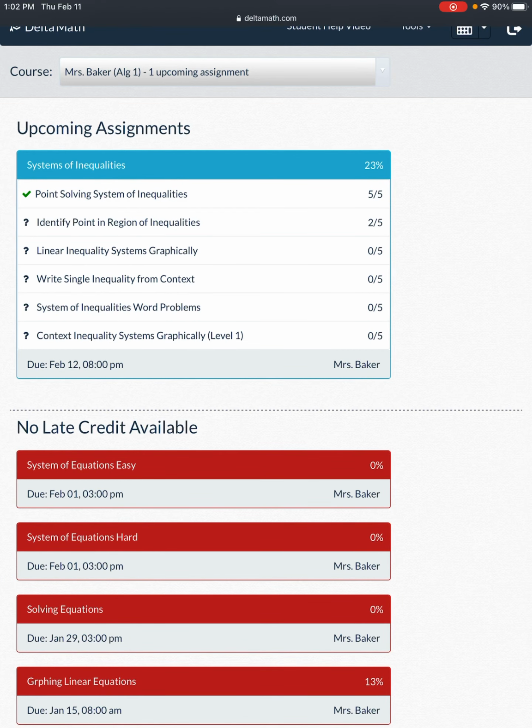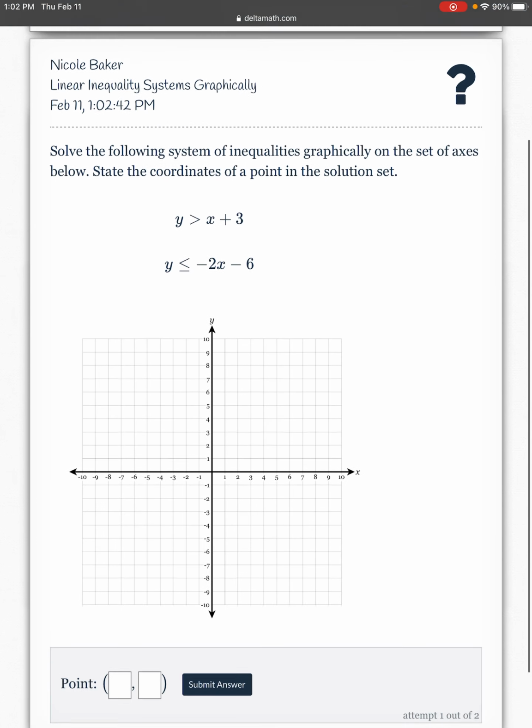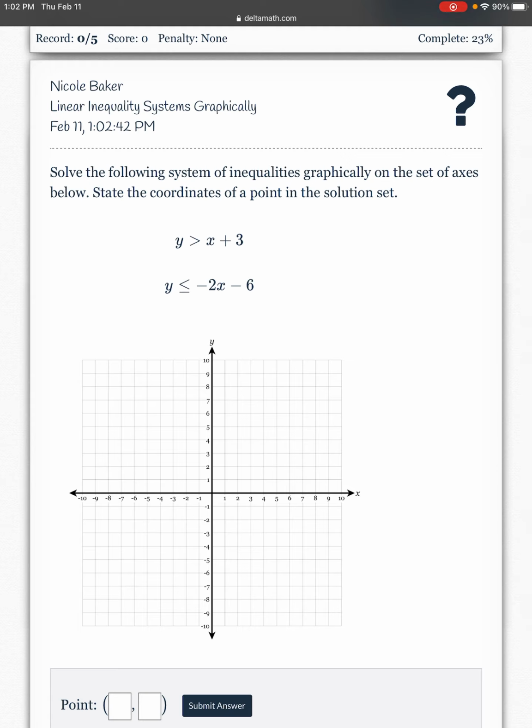Alright, here is video 3, and I'm going to do a question from section 3, linear inequality systems graphically. So let's select on that. And here it is. So this one I don't have to take a screenshot. I'm just going to show you how you can graph these. It says solve the following system of inequalities graphically on the set of axes below. State the coordinates of a point in the solution set.